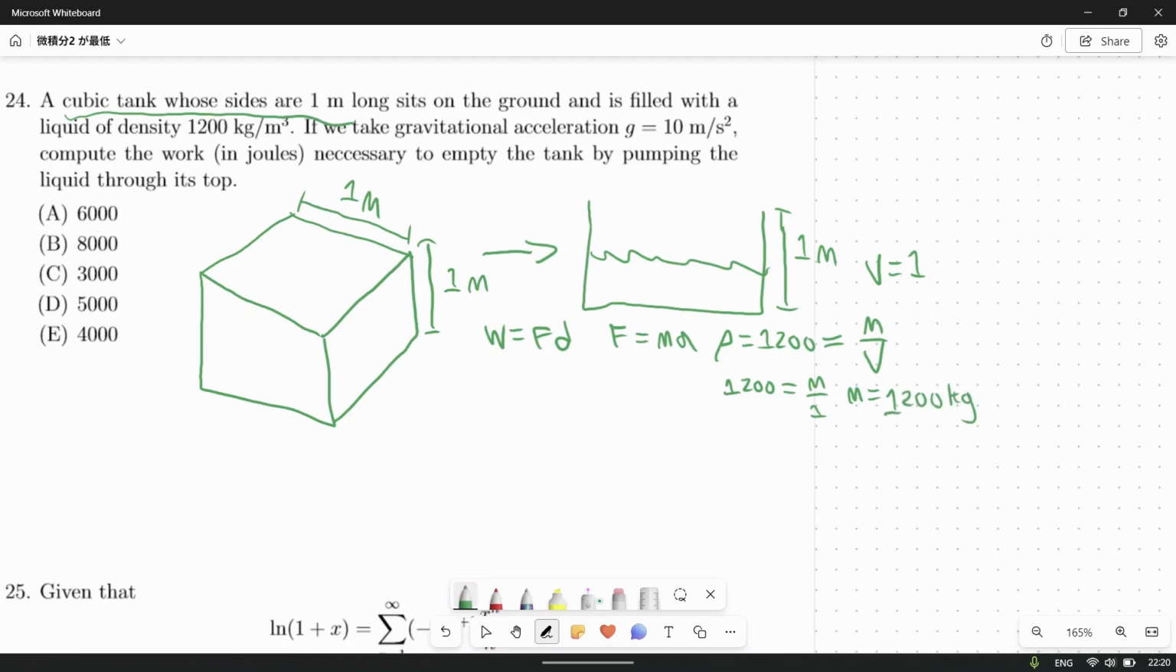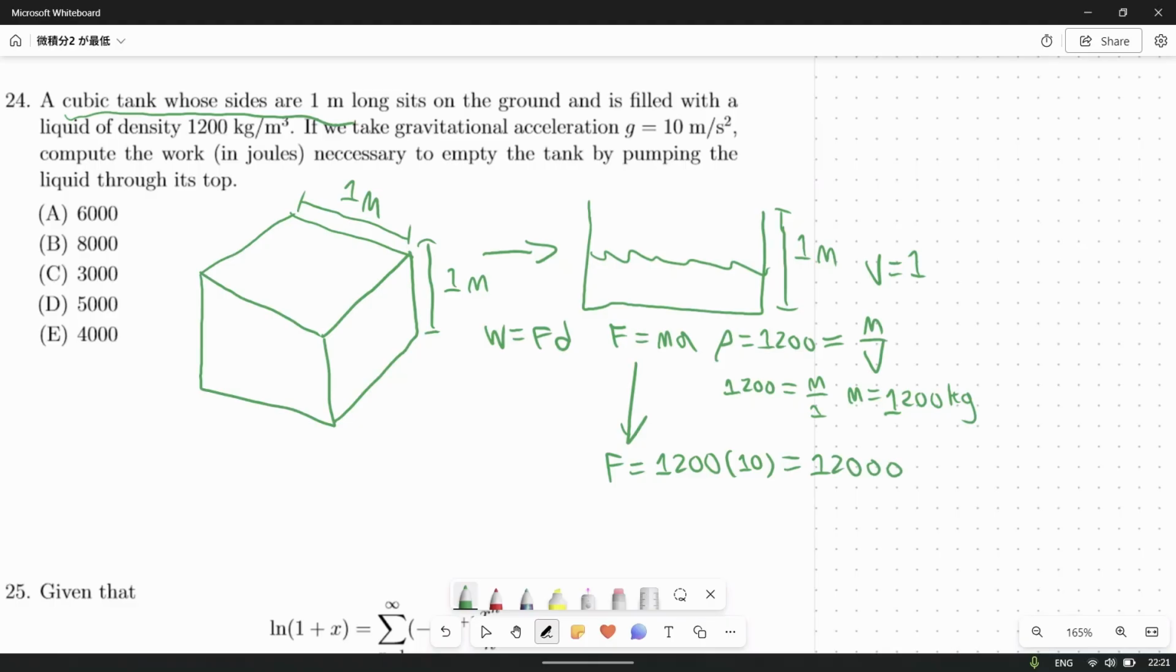Now that we have a mass, we can plug that back into this equation. F is going to be equal to 1200 times some acceleration. The acceleration that we're going to use is the gravitational acceleration given to us as g equals 10. So I'm going to plug in g here, which gives us 10, which means that force is going to be equal to 12,000. The reason we're using the gravitational acceleration is because the tank was filled with liquid, and the liquid is going down because of gravity. So gravity is going to be the only force in the case of this question.